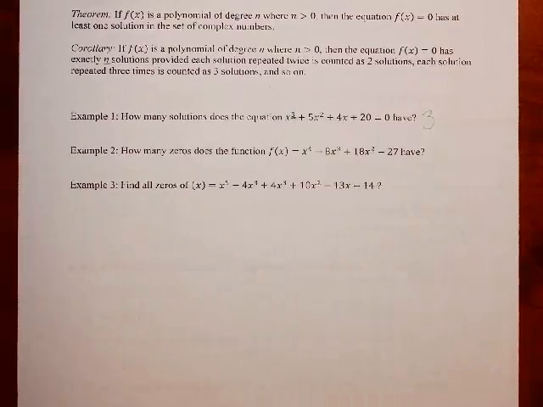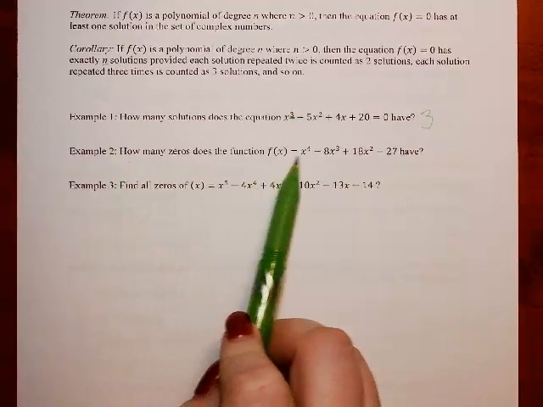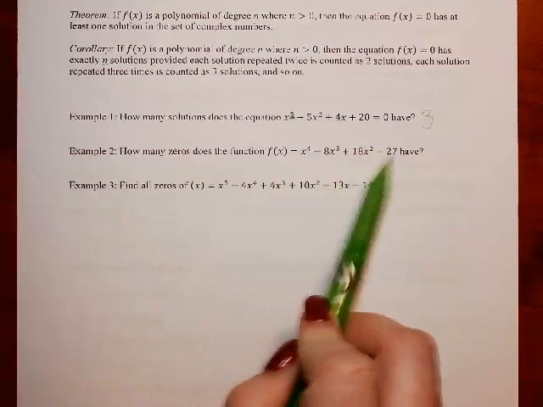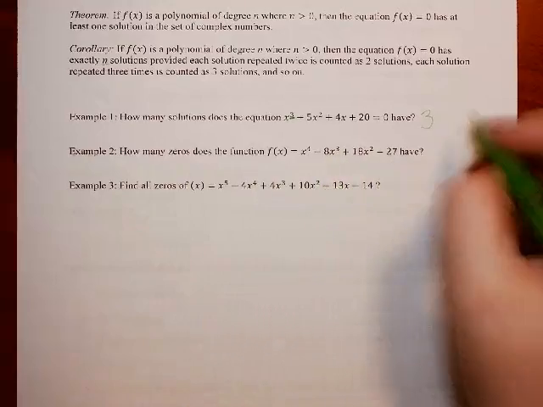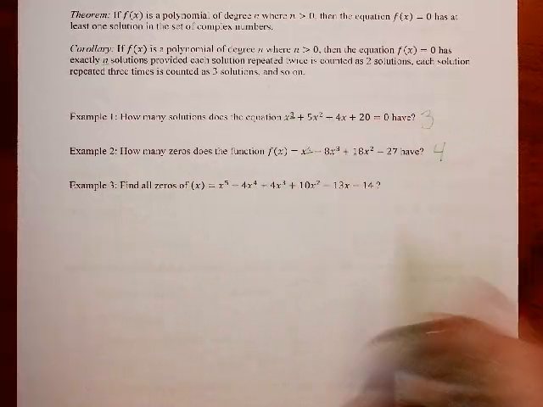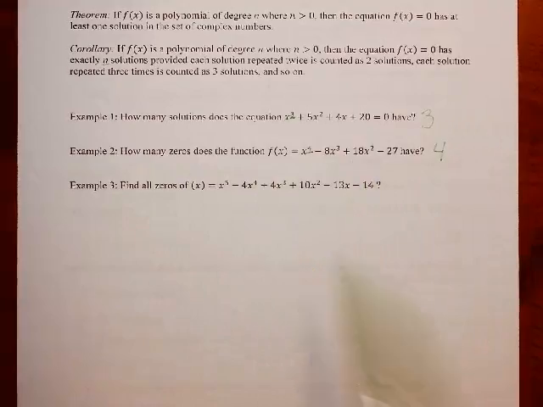Okay? How many zeros does the function f of x equals x to the fourth minus 8x to the third plus 18x squared minus 27 have? And the answer is our degree again, so 4. Okay, it doesn't matter that we skipped the x squared. That'll just probably affect whether we have imaginary ones or not.